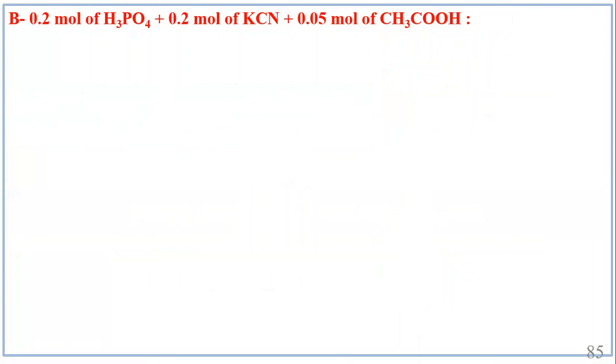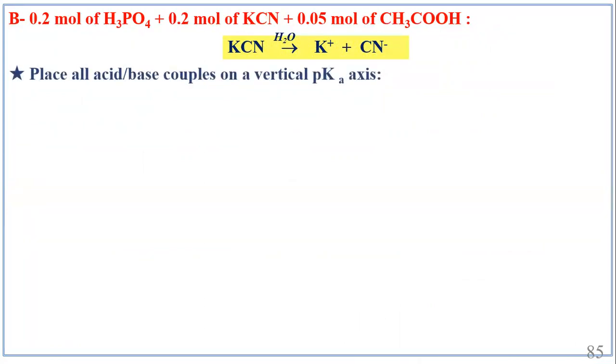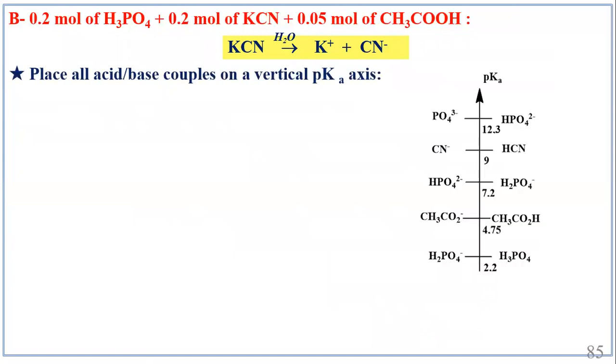Now, the second part. 0.2 molar of phosphoric acid, some KCN reacting, and okay, so first of all, put everything on a pKa scale because we have definitely 3 reactants taking place. So definitely I need a pKa scale.